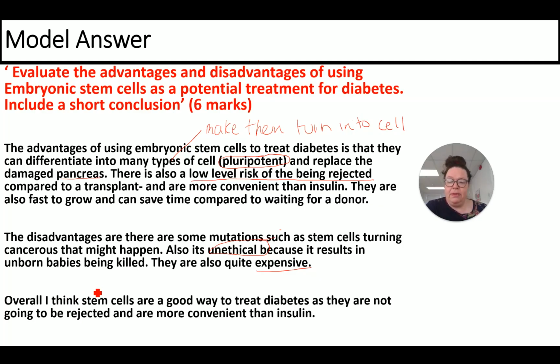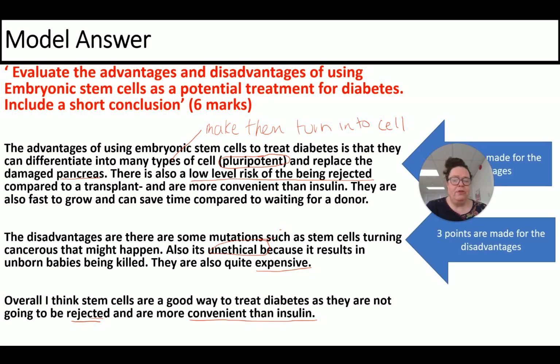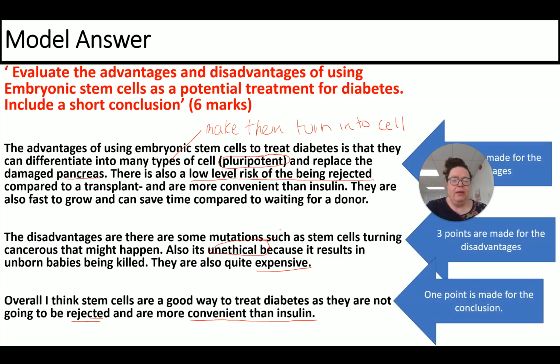So overall, I think stem cells are a good way to treat diabetes, as they're not going to be rejected and are more convenient than insulin. Okay, so just one little line of conclusion. You could even say, I agree with using stem cells because of the reasons above, but you have to have that conclusion there if it's evaluate. Okay, well done on that. So 3 advantages, 3 disadvantages, and a conclusion. That should give you full marks.